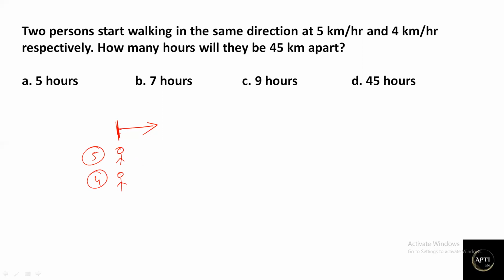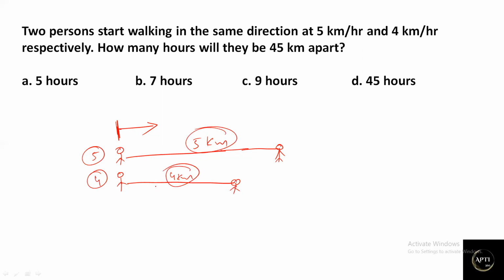Let's consider both started at this particular point at the same time. After 1 hour, what will be the position of the first person? He will have covered how many kilometers? 5 kilometers, correct? Because his speed is 5 kilometer per hour. So in 1 hour, 5 kilometers covered. Now the next person, how many kilometers did he cover? Just 4 kilometers. In 1 hour, the first person covered 5 kilometers and the second person covered 4 kilometers.